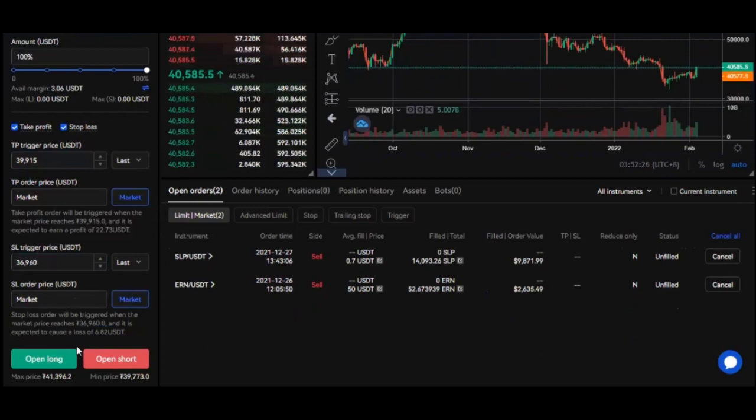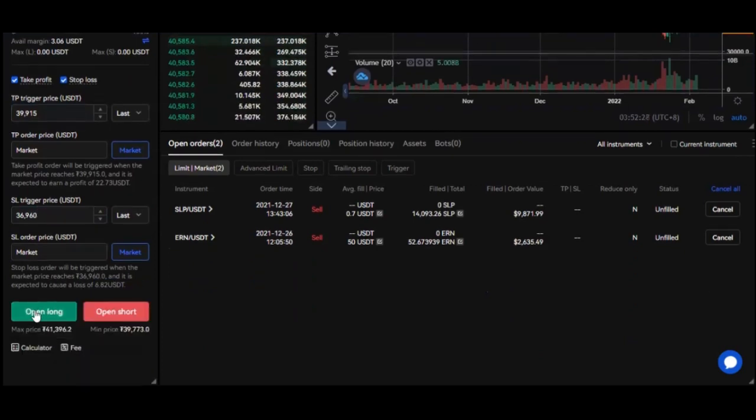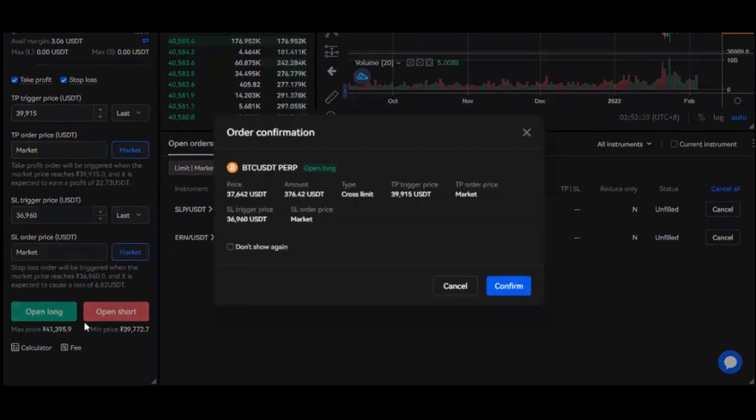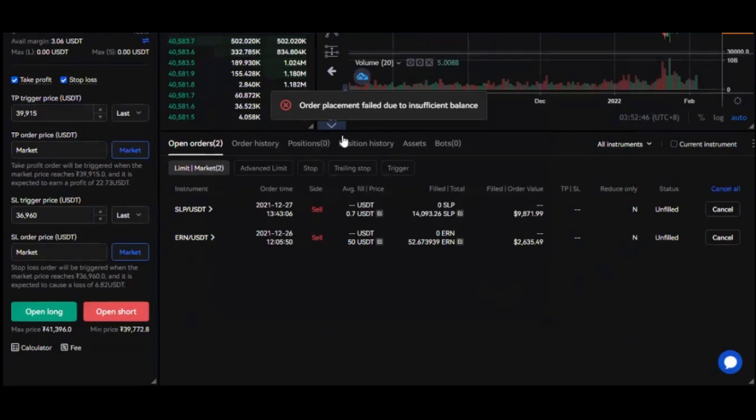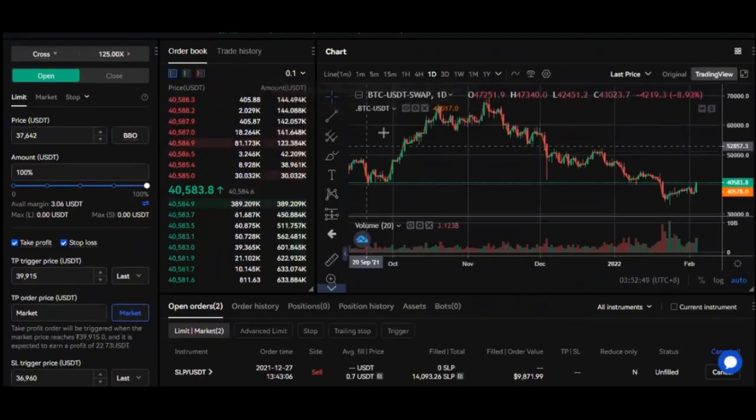This is what is going to cost us, and we can go ahead and click on this open long, and it will give you all of the details: your price is this, the amount it is going to cost you is this, the type is this, your take profit is this, and your stop loss is this. I'll go ahead and click on confirm, and that trade will be placed, okay?